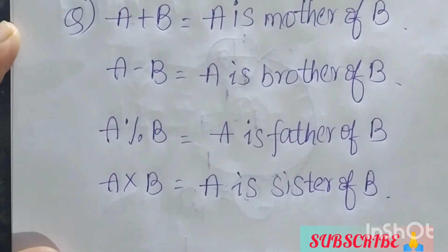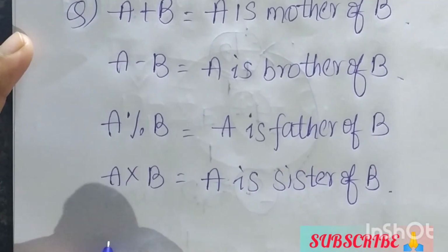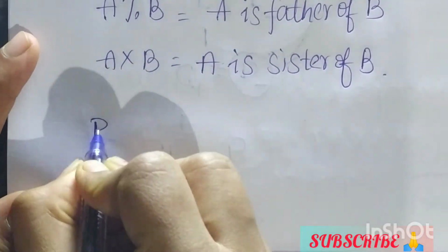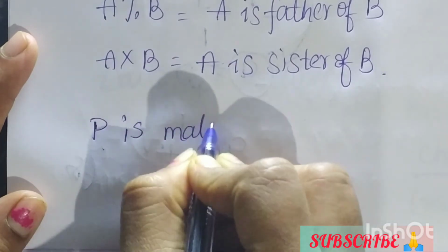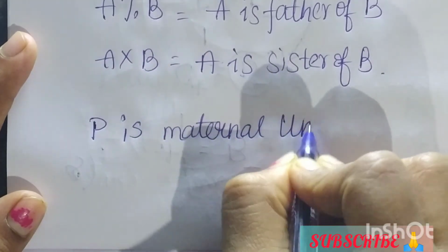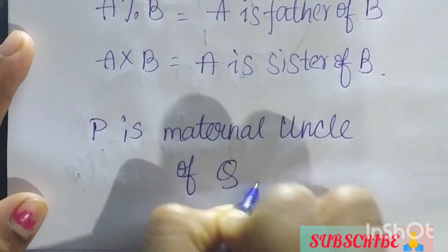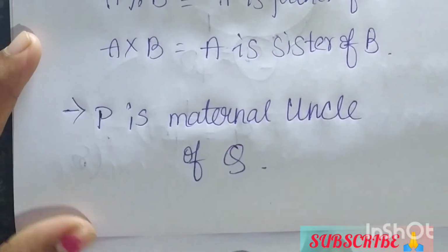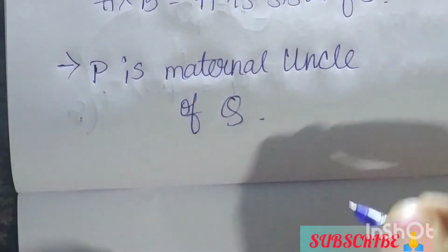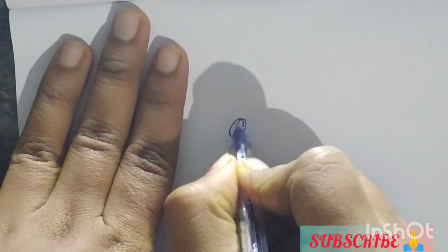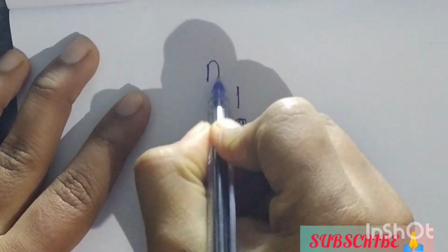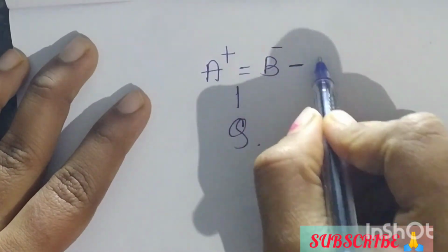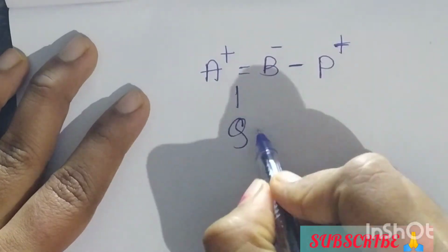Now they are asking, if P is the maternal uncle of Q. We have to relate these conditions and solve the given question. Maternal in the sense mother's side of Q. Now, take this Q here. For example, A and B are married. P is maternal uncle. So, this is a maternal uncle relation.